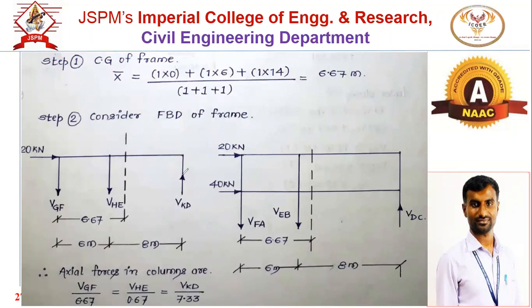So what we want is one additional condition. And what is that condition? Suppose this point is x, so make the summation of moment at that point x equal to 0. What is the second condition we have to use? Make the summation of moment at mid height of the right end column. Mid height of the right end column.